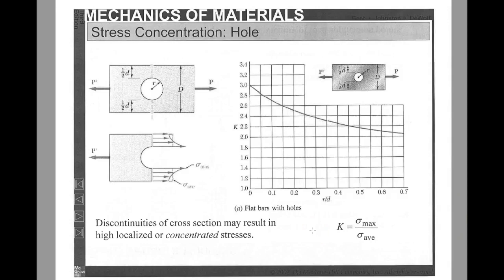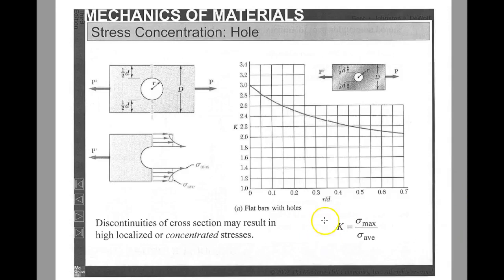So the first thing is that we want to find this concentration value K, because K is a dimensionless constant equal to sigma max over sigma av. Now you know that sigma average is just P over A. So what this means is if we can find the stress concentration factor, we just multiply it by sigma average to find sigma max, which is the sigma that we actually need to design for.